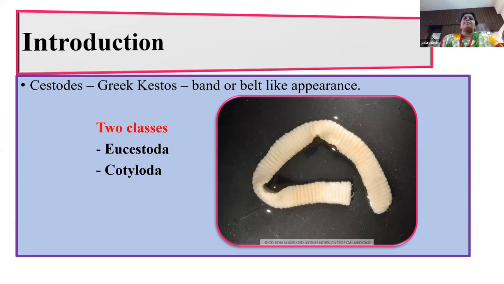All these tapeworms are segmented endoparasites with an elongated, dorsoventrally flattened body, that is a tape-like body as shown in the figure, without an alimentary canal. They come under phylum Platyhelminthes. It is classified into 2 important classes. One is Eucestoda and the second one is Cotyloda.